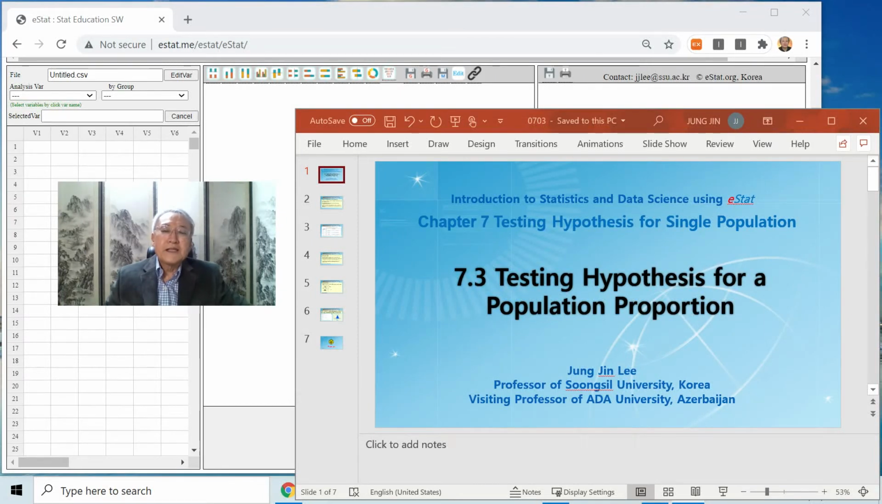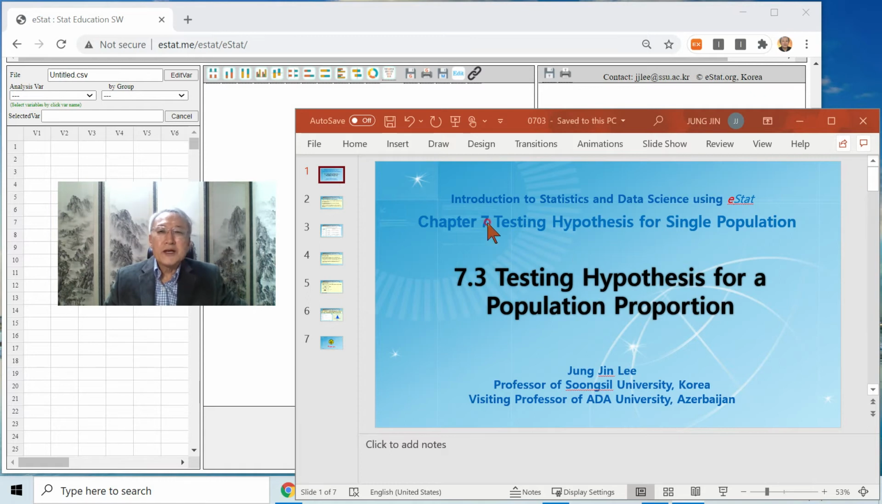Welcome back to this lecture. In this chapter, we have discussed the testing hypothesis for population mean and population variance. Today, we are going to discuss testing hypothesis for population proportions.